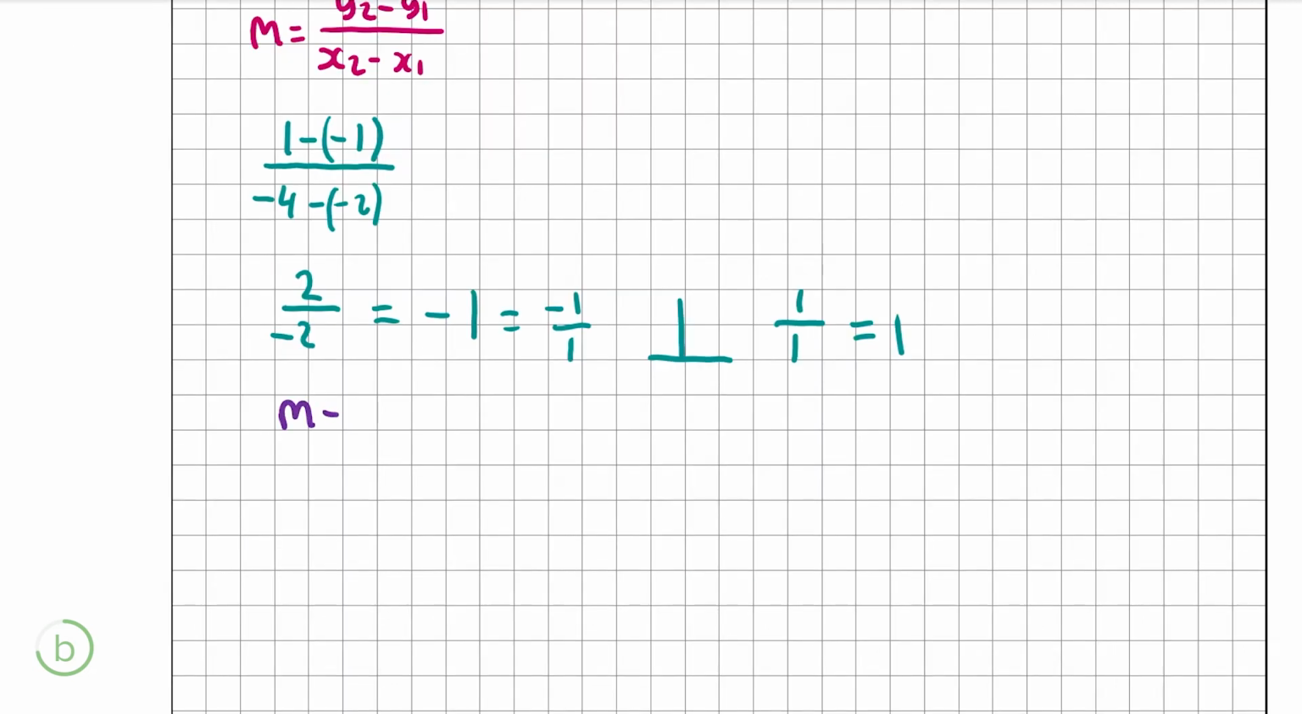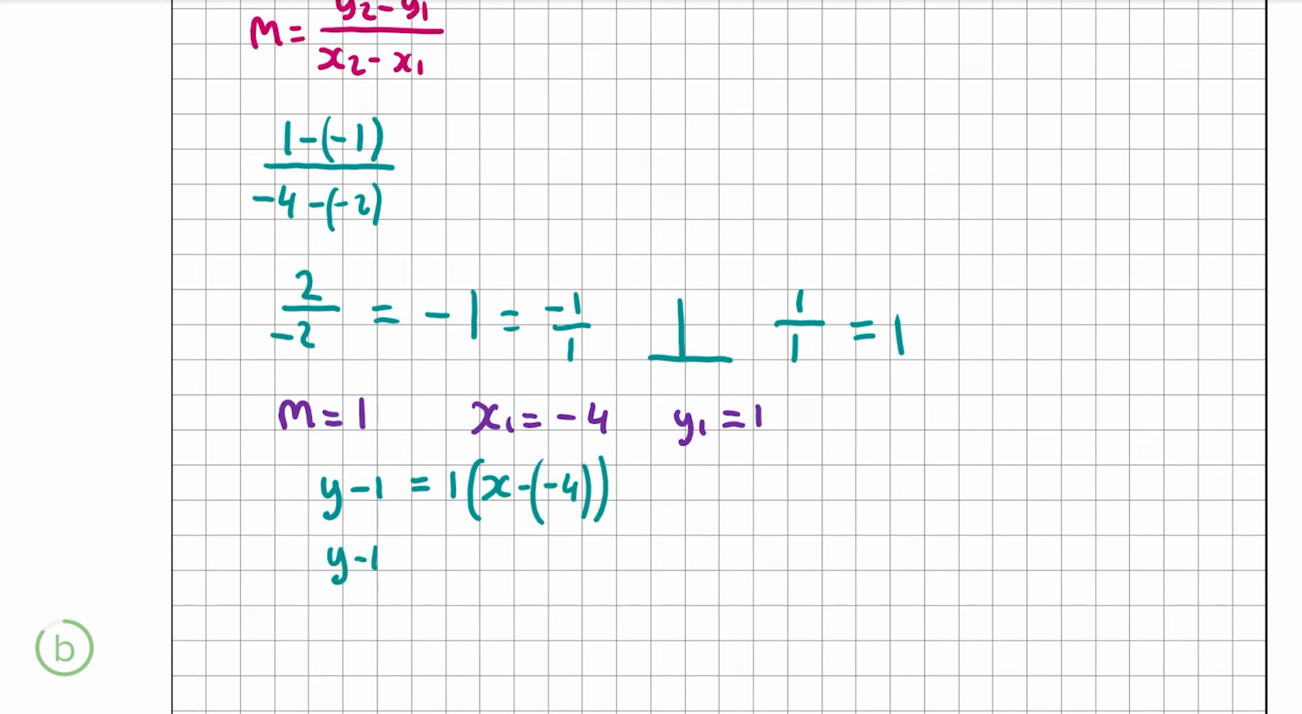So the slope is equal to 1, and then x1, y1 will be equal to a coordinate on the line. So the coordinate we have is minus 4, 1. So that means x1 is going to be equal to minus 4, and y1 will be equal to 1. So now we just have to pop these into the formula. So y minus y1 will be y minus 1. That's equal to m, which is 1, times by x minus x1, so x minus minus 4.